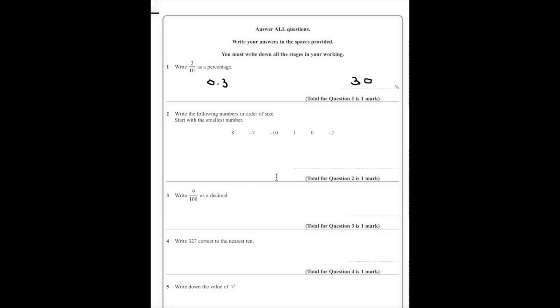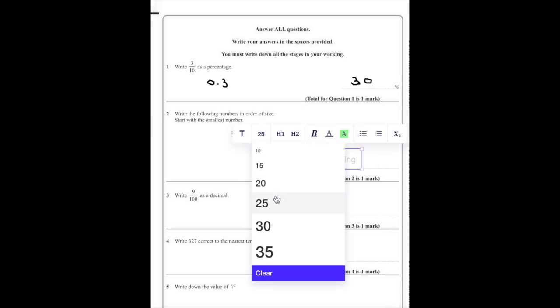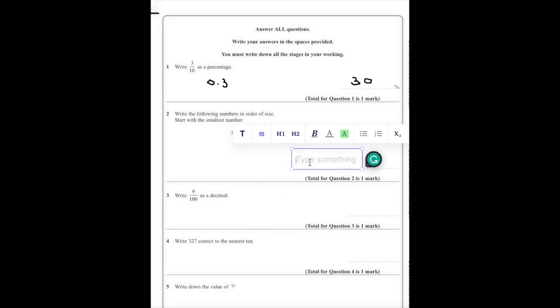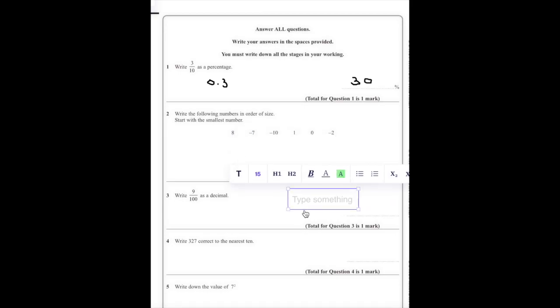Next one is write the following in order, start with the smallest number. So the smallest number, see how we have minus numbers? When it's minus, you pick the largest minus number, because minus 10 is smaller than minus 7, for example, because it's a larger minus number. So you do minus 10, minus 7. Hopefully all you guys know what number's bigger than another number. So minus 2, 0, 1, then 8.